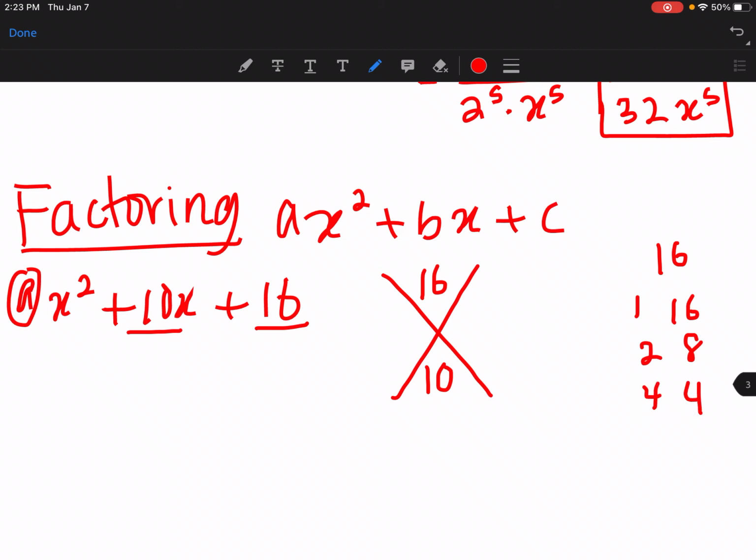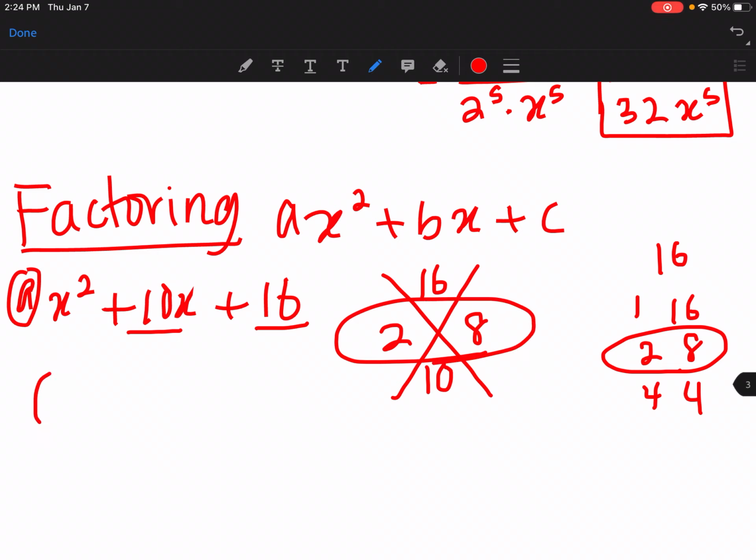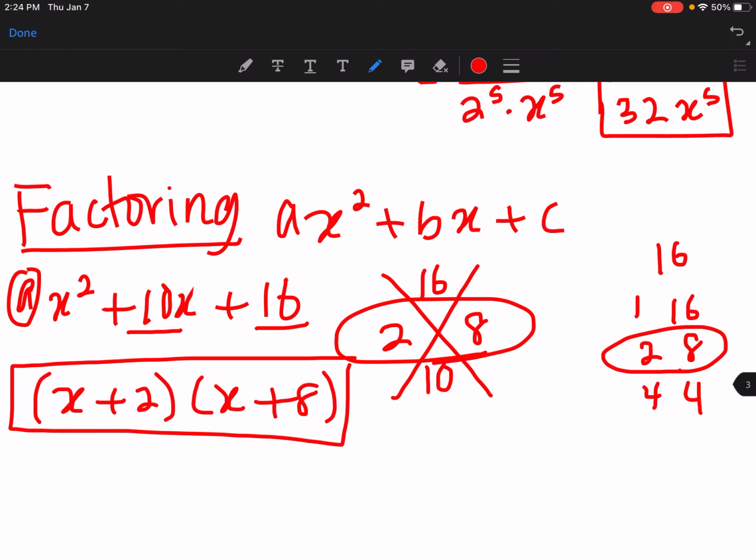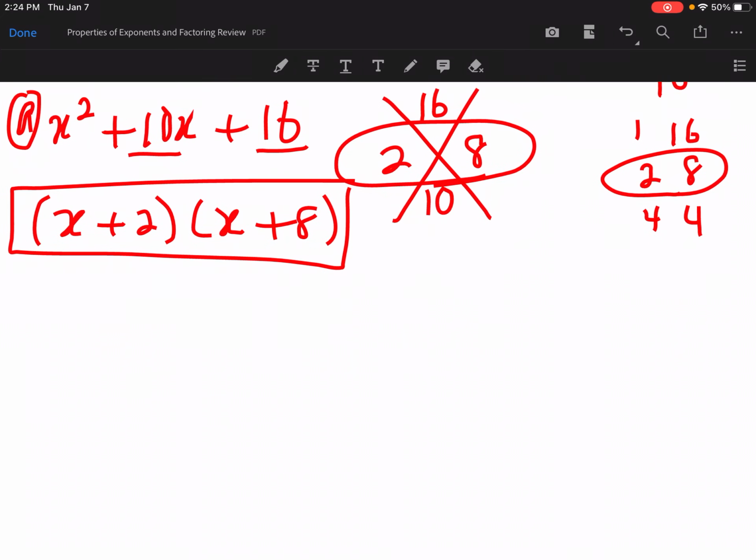So here are the factors of 16. Then I have to pick which pair, if I add or subtract, will get a 10. And I can see that 2 plus 8 will give me a 10. So 2 and 8 are my choices. Therefore, my answer is x plus 2 and x plus 8. So when factoring, you can write the x factor, look for factors of the multiplication number, which is the letter C, and then pick two numbers that, when you add or subtract, give you your letter B, which is 10 in this case.